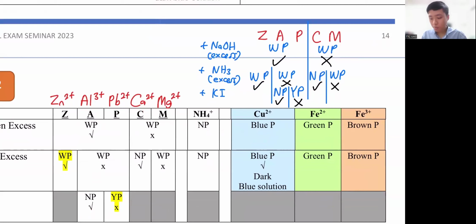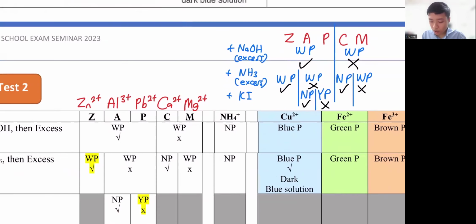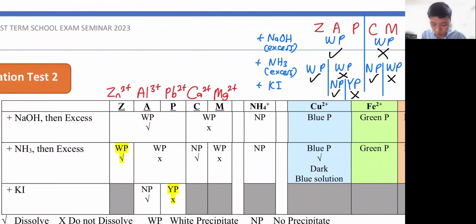Yeah, no problem. Any problem? So that's why I asked you for an example. Okay. How to determine the Zn2+? I normally add ammonia.